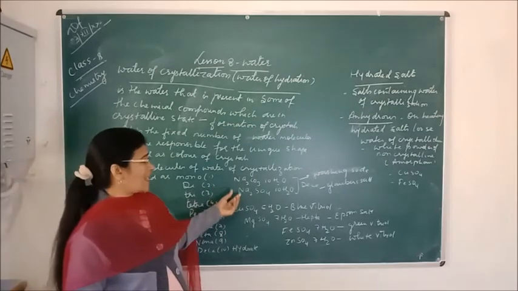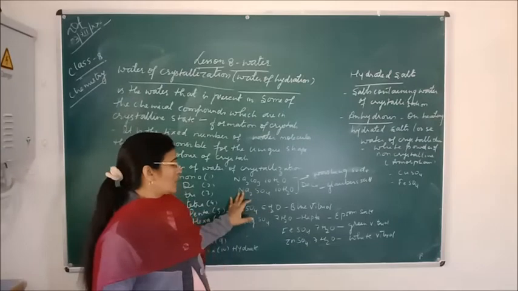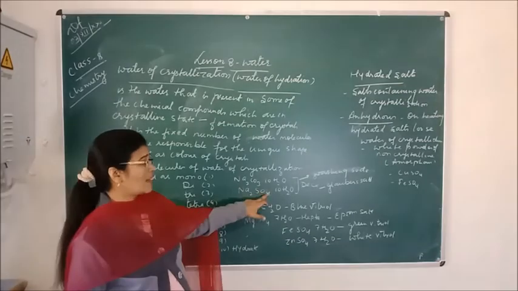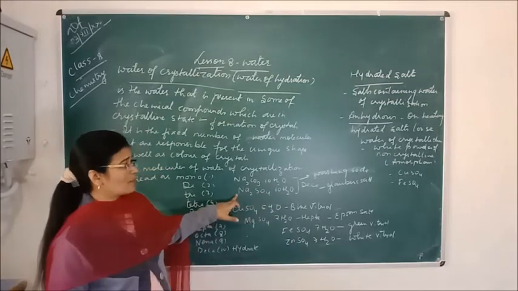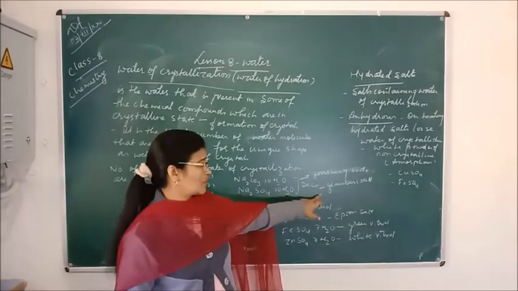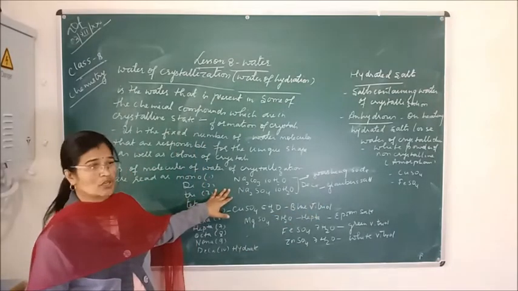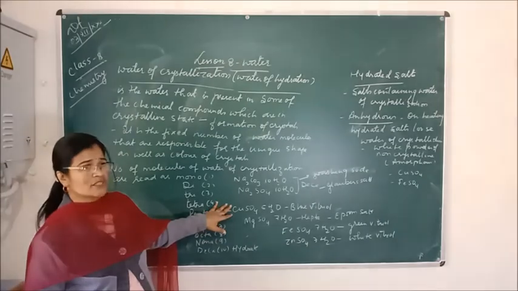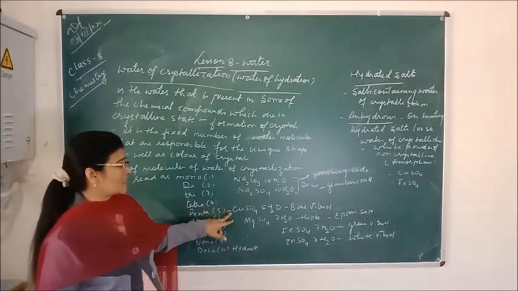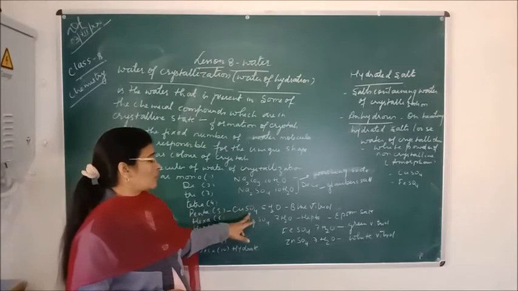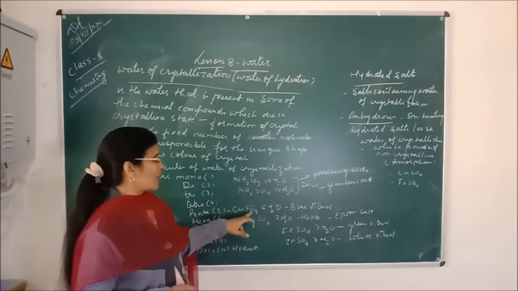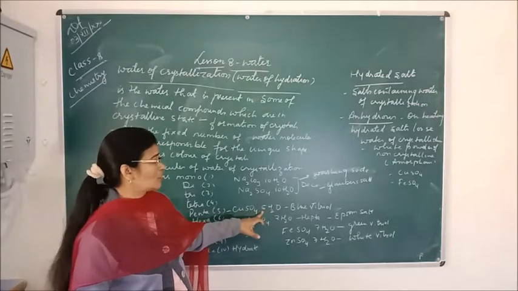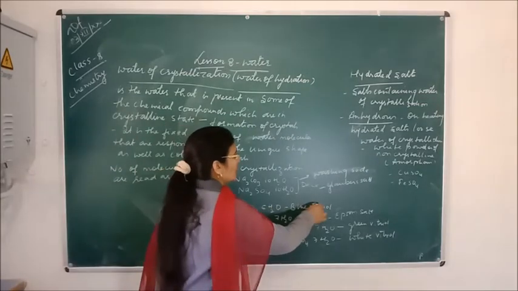Second example, we can take Na2SO4 10H2O. It is called sodium sulfate decahydrate, and this type of chemical compound is called Glauber's salt. So it is also a chemical compound which shows water of crystallization. Another example is copper sulfate, CuSO4 5H2O. How is it read? Copper sulfate pentahydrate, because it has 5 water molecules, and in common name it is called blue vitriol.